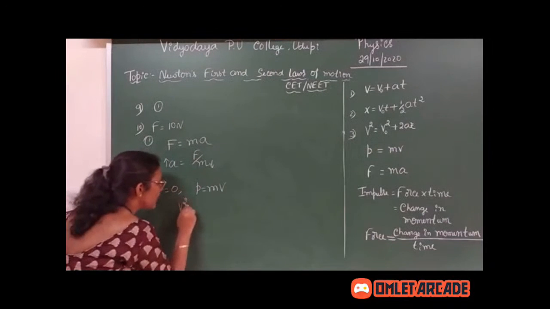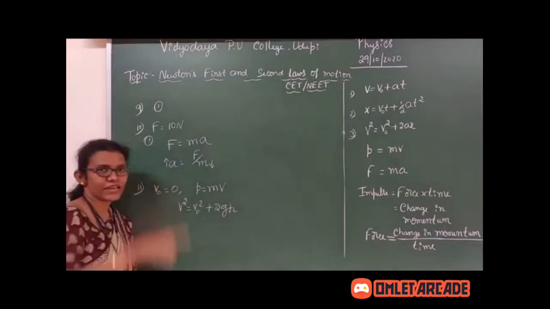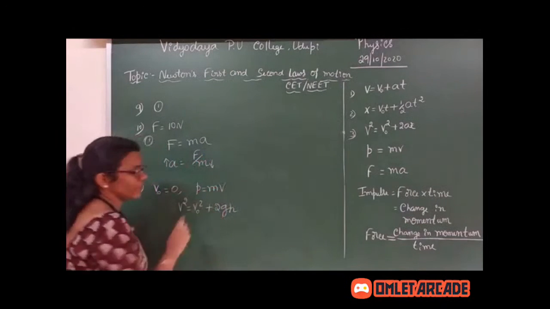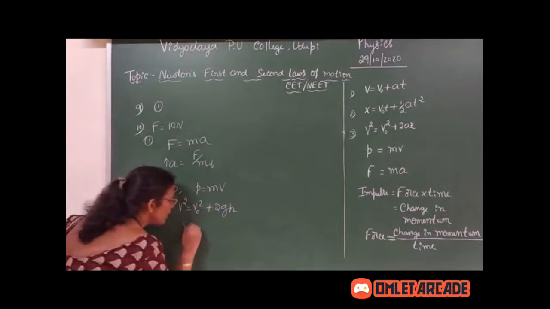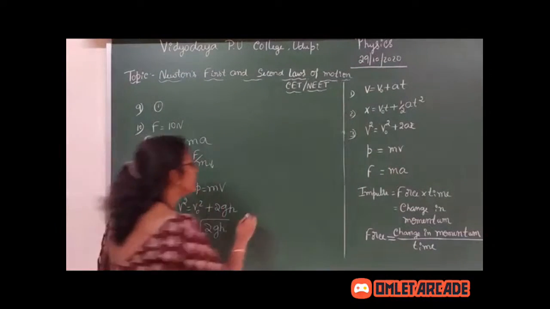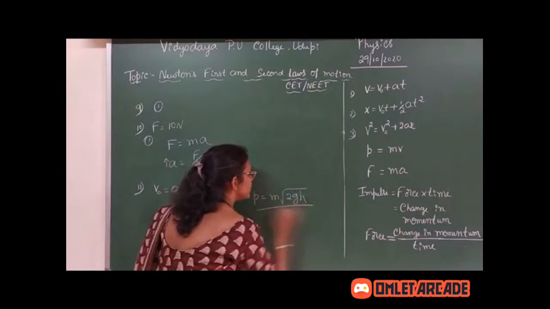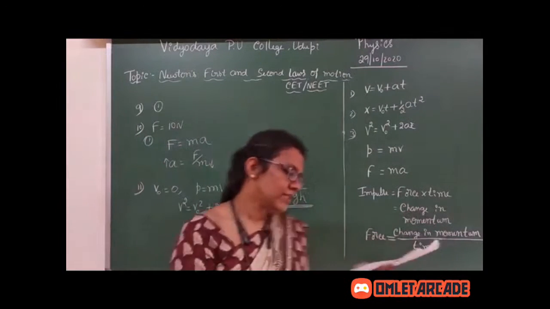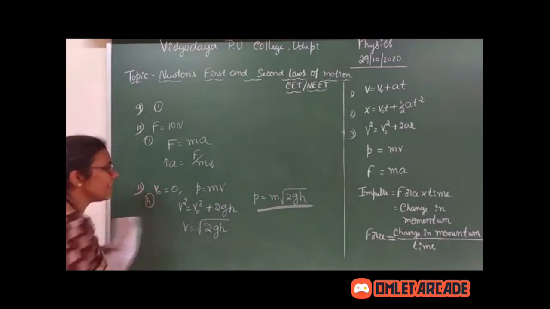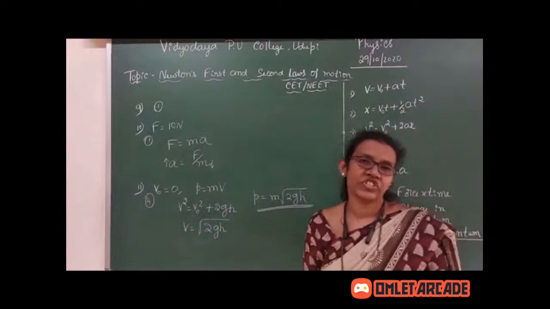We can use v square equal to v naught square plus 2g into h, height h. Now v naught is 0, so v equals square root of 2gh. So we can substitute here, we get p equal to m into root 2gh. So the correct option is the fourth one. For question number 11, the right option is m into square root of 2gh.